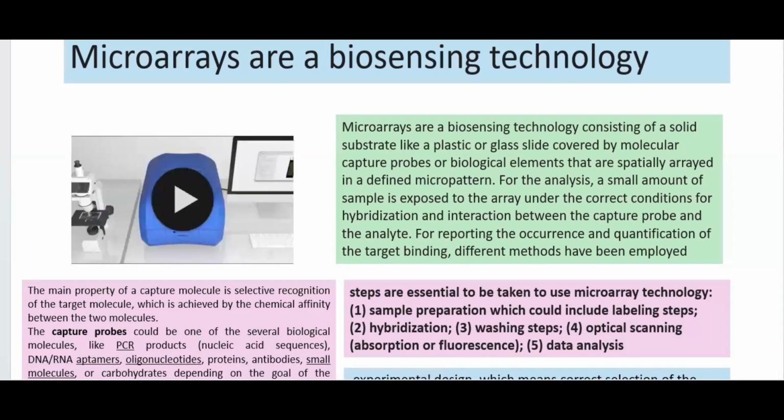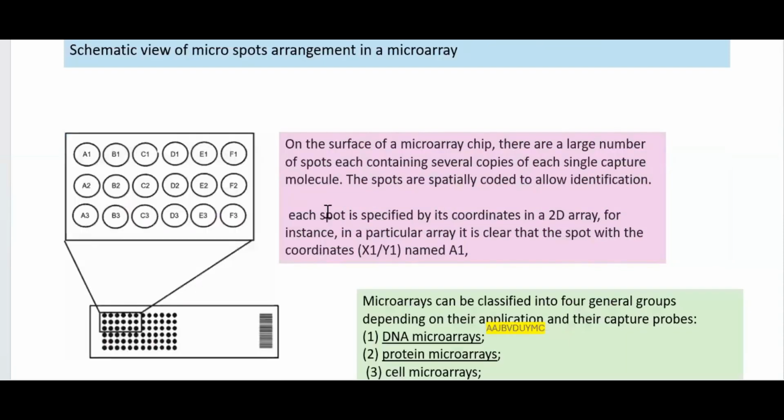So this is one summary slide, you can say, which is telling you about everything. Now this is how you are going to schematically represent the biochip. So you are going to have so many spots on one slide, and they are numbered as A1, B1, C1, D1, like that. So this is row 1, row 2, row 3, like that. So on the surface of a microarray chip, there is a large number of spots, and each is going to contain several copies of each single capture molecule that we know. And spots are coded to allow identification. So each spot is specified by its coordinates in the 2D array.